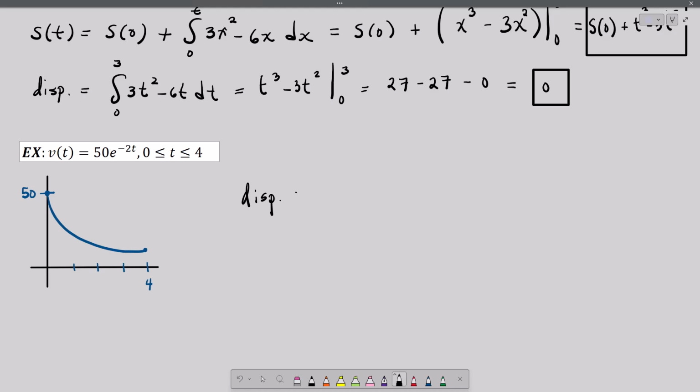So the displacement in this case, let's just do the total displacement since we don't know what s of 0 is, so it's kind of a moot point at this moment. So if we want the displacement on this time interval, 0 to 4, we're going to integrate this function, and we are going to use the technique that you learned in the last 2 weeks of Calc 1.